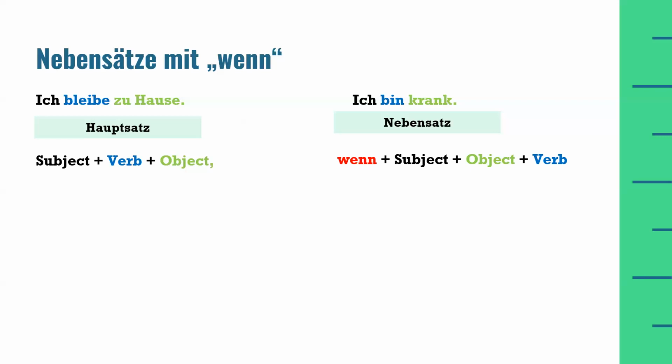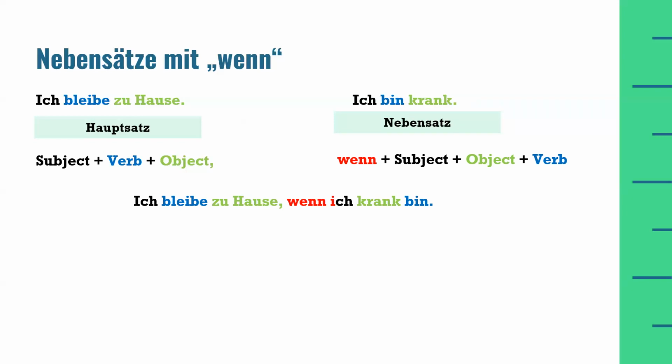So, following this sentence structure, if we combine the above two sentences with the help of the conjunction wenn, it will look like Ich bleibe zu Hause. So the Hauptsatz will come as it is. Then we put a comma and give a space. And then we start with the Nebensatz. Now Nebensatz is interesting because here we have to change the sentence structure and put it in a particular format that we have learned above.